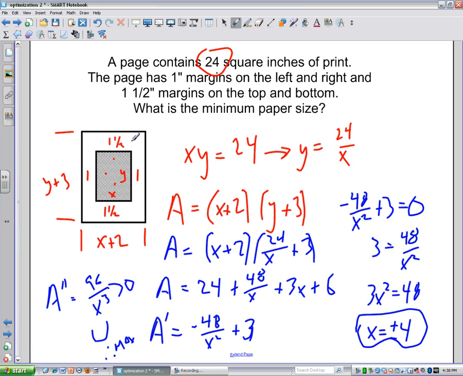So to actually answer the question, what's the minimum paper size? So if x is 4, that means that y is 4. 6 times 4 is 24, right? And so my paper is 8 wide and 4 plus 3, 7 tall. So an 8 by 7 inch paper gets the job done for me. Okay, so that's that problem.